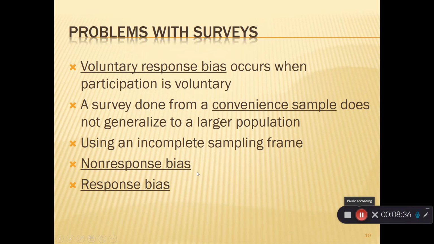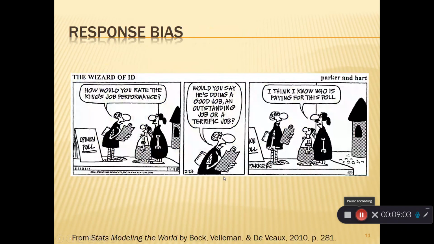Non-response bias, well, when people choose not to respond to a survey, they may feel vastly different than the people who do respond. So that could be problematic in our results. And then, of course, response bias. If there are factors about the survey or the questions or the interviewer doing the questions that cause people to respond differently than how they really feel, then we're not getting a true result for our survey. And this little cartoon in the textbook gives us an example of that.